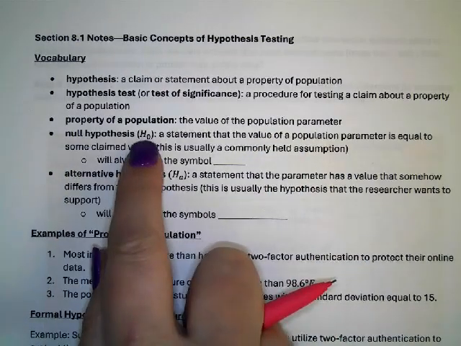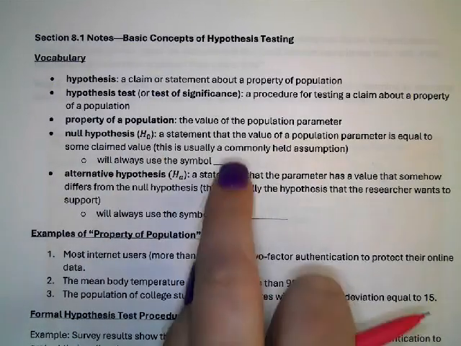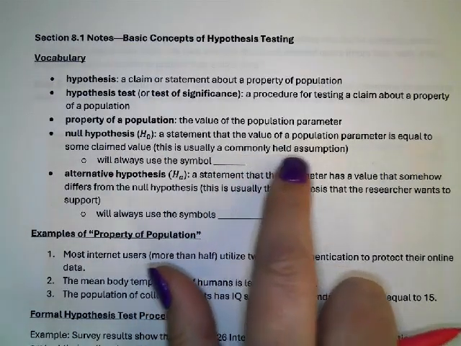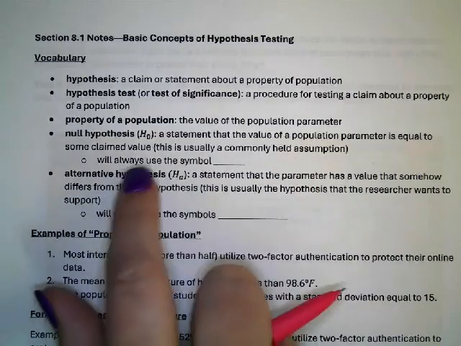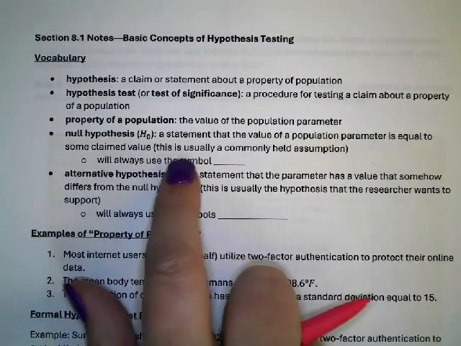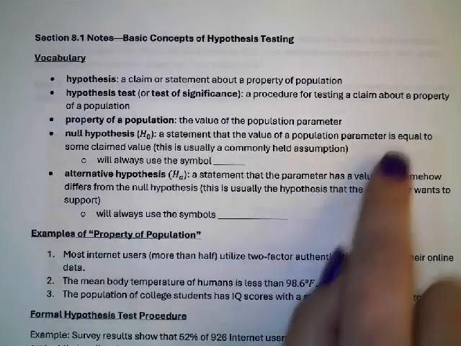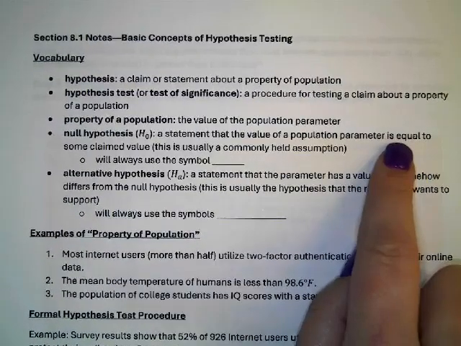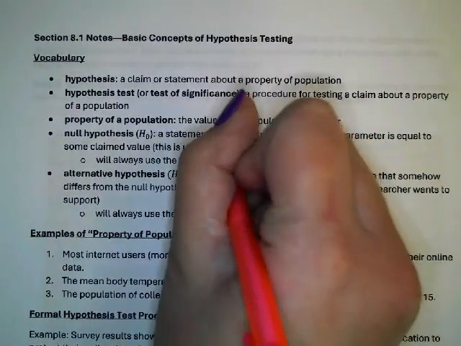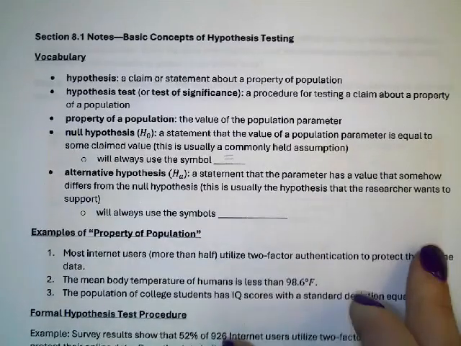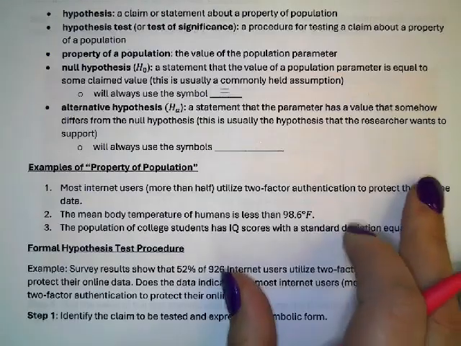A null hypothesis, H sub 0, is a statement that the value of a population parameter is equal to some claimed value. This is usually a commonly held assumption. And it's important that we notice that it said equal to. We will always use the symbol equal whenever we write our null hypothesis.